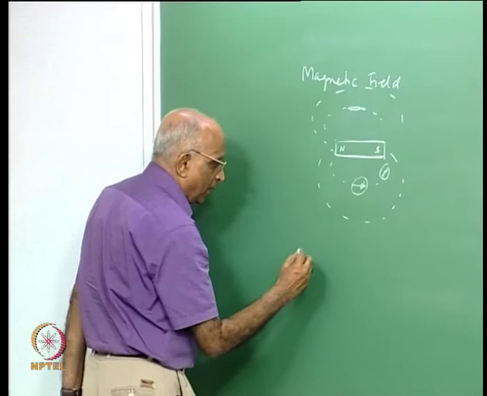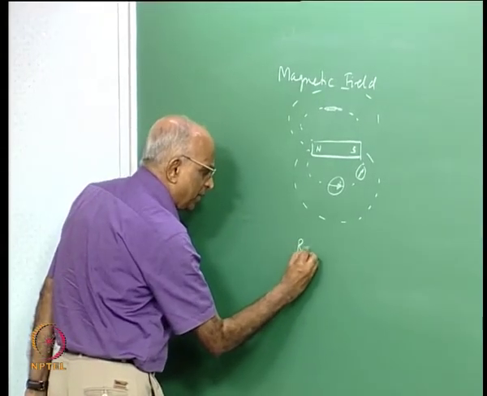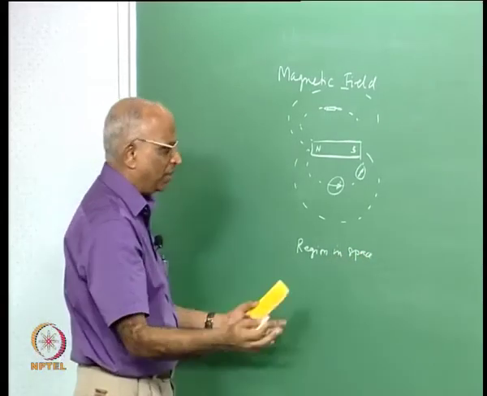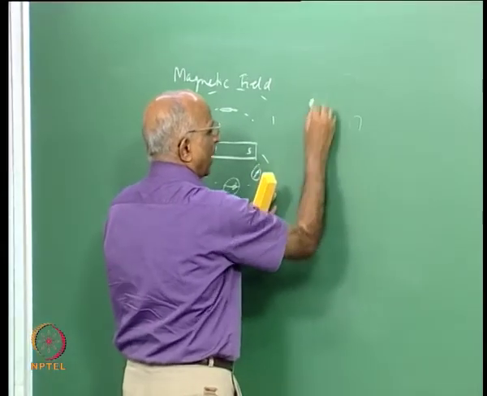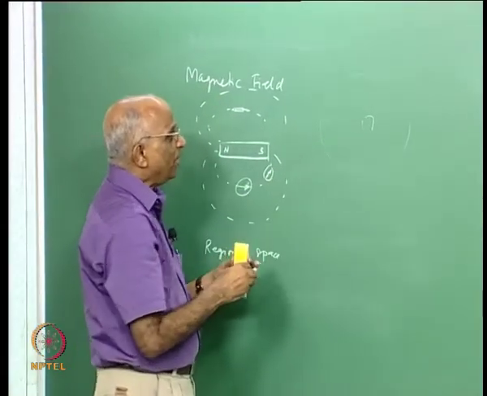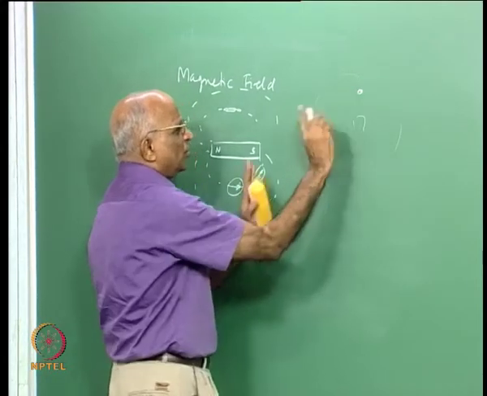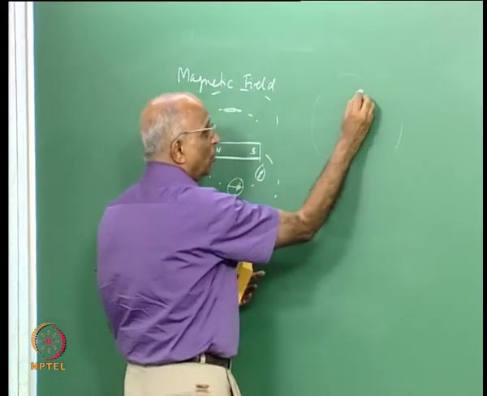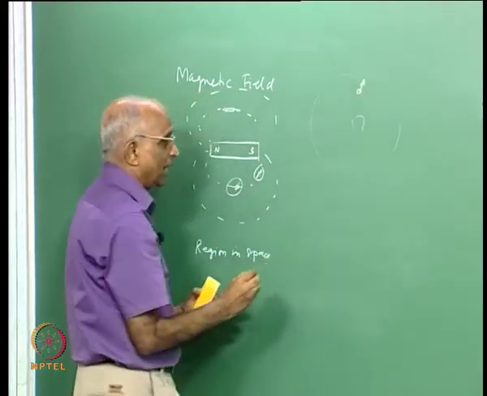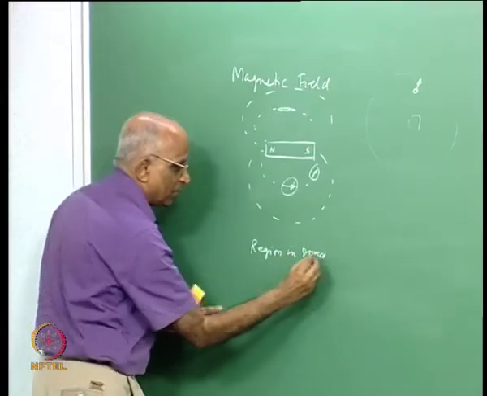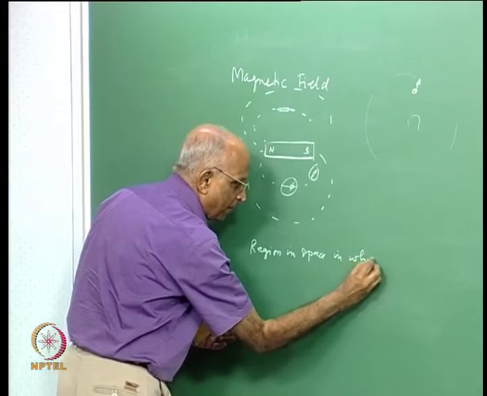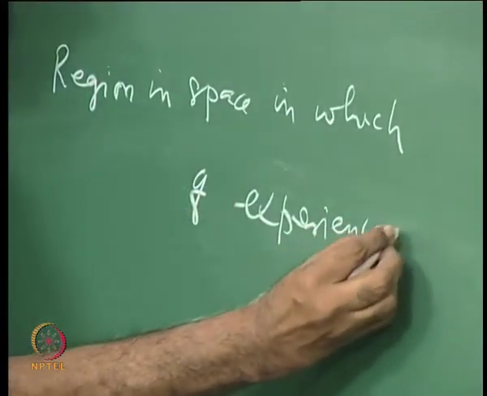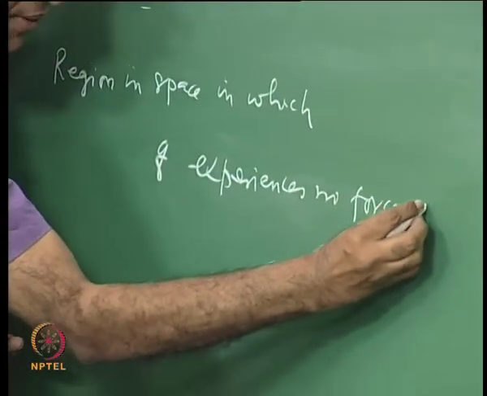Like for instance, again it could be a region in space, any region maybe, or over here I consider a magnet, I have a magnetic field here. Now if I were to put a charge here, there is no change, the charge does not experience any force, nor does it move in any particular direction. That means a magnetic field is a region in space in which, let us say, a charge q experiences no force when at rest.